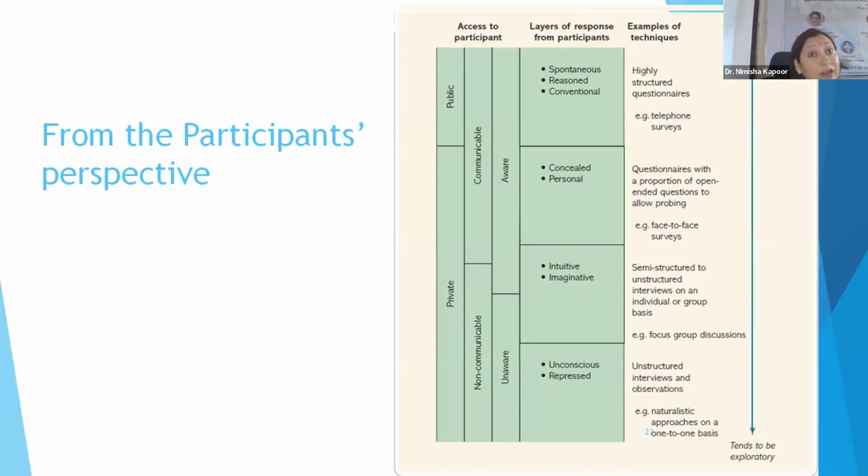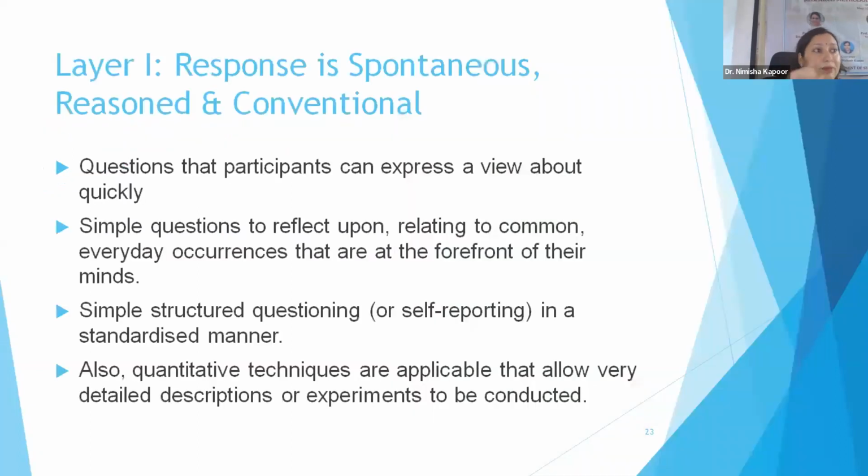Now, each information that you are studying, new phenomena, right? Every time the layer of that phenomenon changes, you incorporate it in your research, and it will also make it feasible. I will give you a lot of examples right now. First layer, let me talk about the first layer. The response is spontaneous, reasoned, and conventional. Simple question, you know it, if I ask you, you can answer. That is layer one. I'll give you an example.